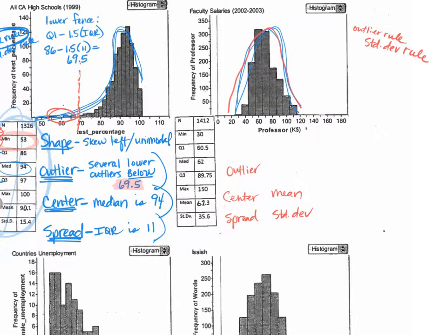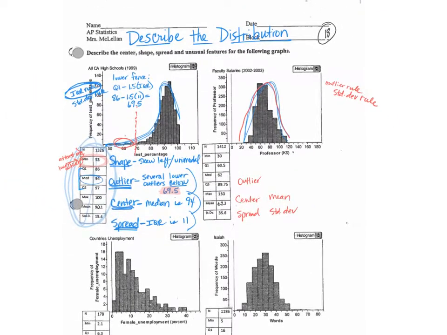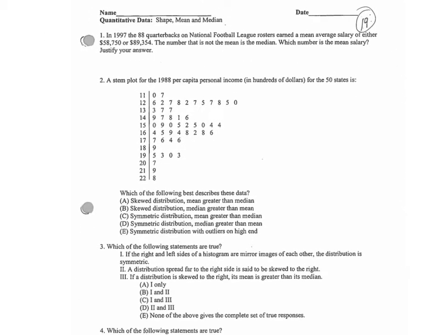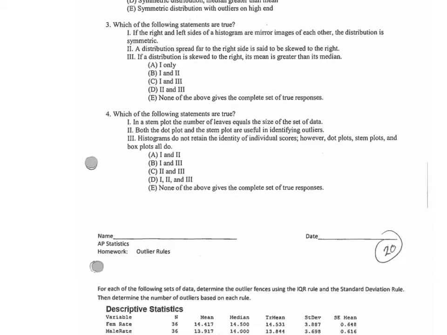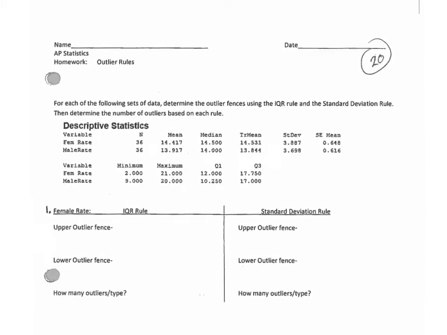So your homework is page 18. That's to finish this, describe the distribution. So your homework is page 18, page 19, and page 20. So 19 has just got some other stuff going on there. And then page 20 is about outlier rules. And so we'll go over that real quick, remind you of how to do that. And then this is one of your homework pages as well. So let's recall our two sets of rules.